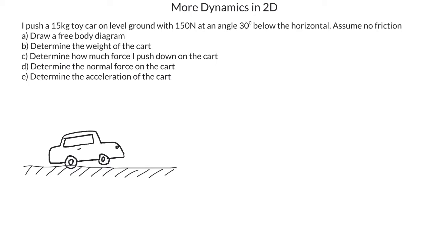I have another example to take a look at with you with dynamics in 2 dimensions. I've got the example written out here. I push a 15 kilogram toy car. I know that's an awfully massive toy car. That's over 30 pounds, but you know, I needed something that would roll with little friction.